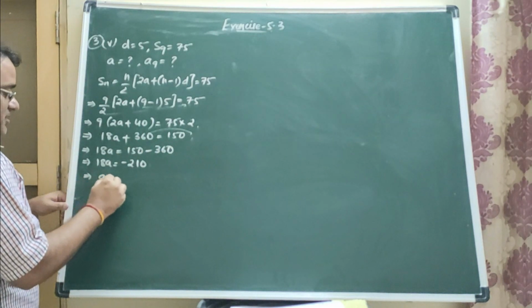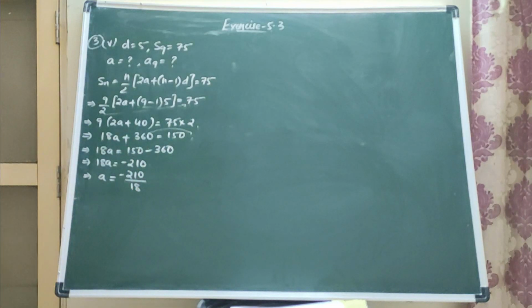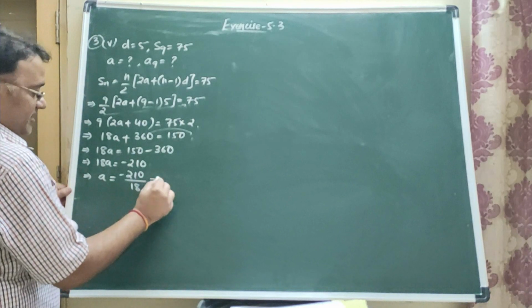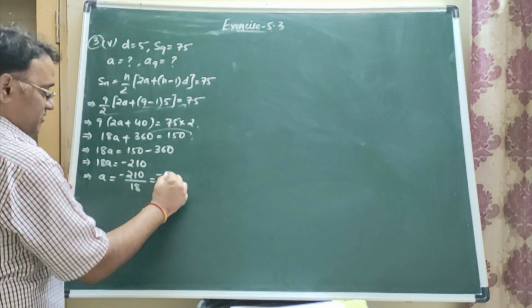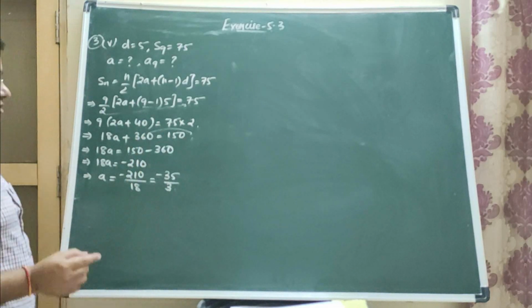So the first term is minus 210 upon 18. Okay. So we'll divide both by 6. 6 से divide करेंगे. So ये minus 35 मिलेगा और ये 3. So this is the value of a.